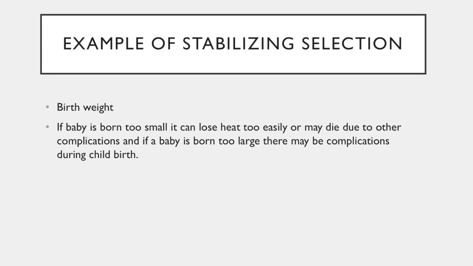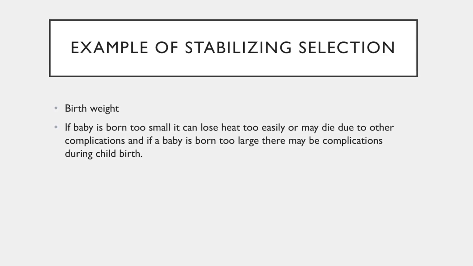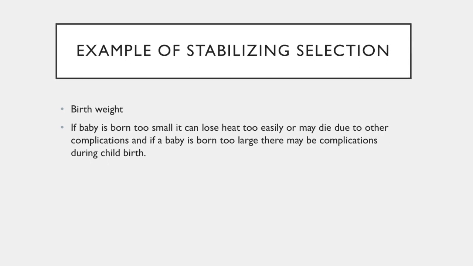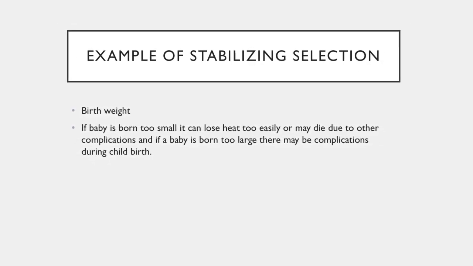An example of this is looking at birth weight. If a baby is born too small, it can lose heat too easily or may die due to other complications. And if a baby is born too large, there may be complications during childbirth.